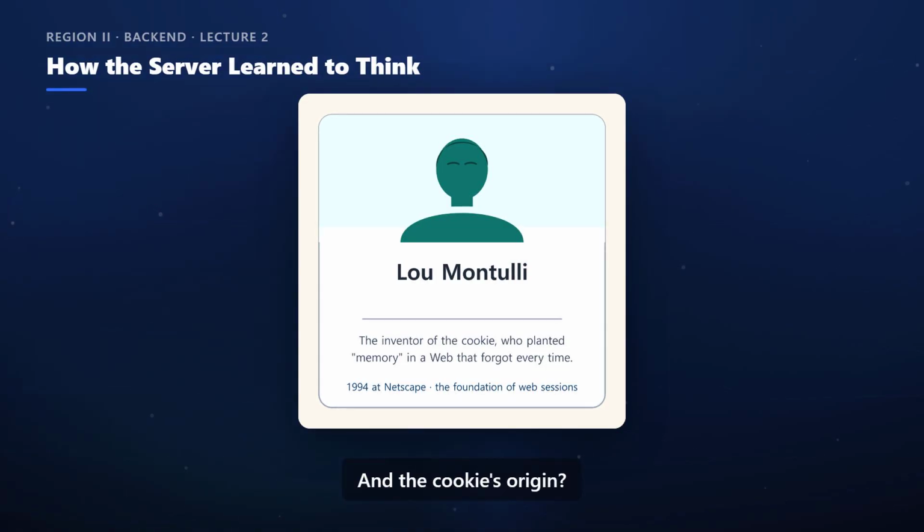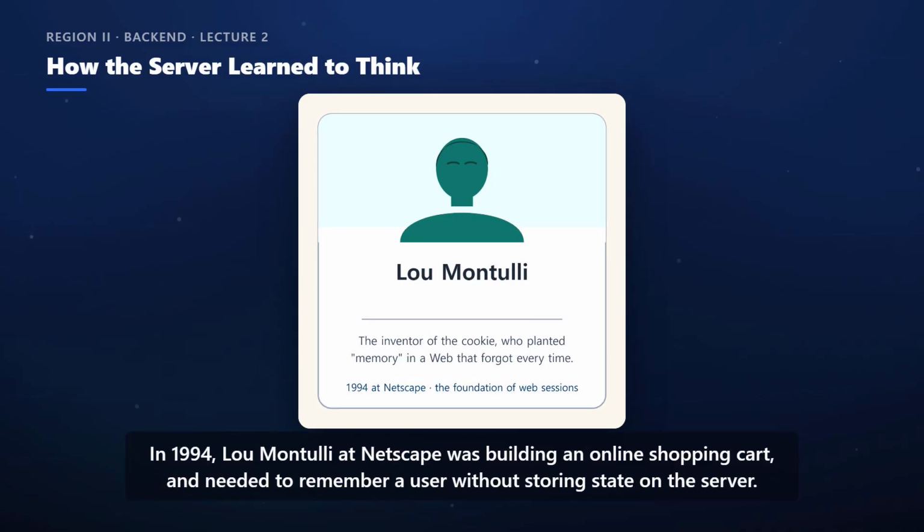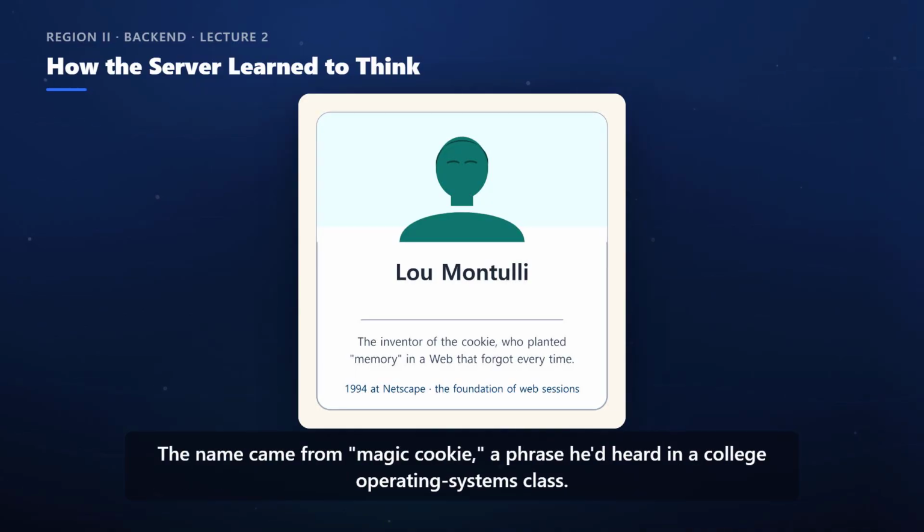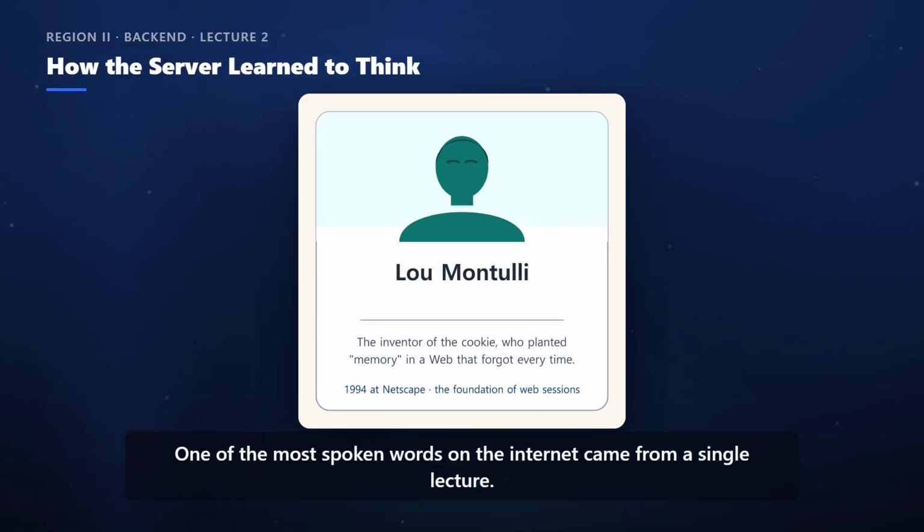And the cookie's origin? Not ad tracking, that came later. In 1994, Lou Montulli at Netscape was building an online shopping cart, and needed to remember a user without storing state on the server. The name came from Magic Cookie, a phrase he'd heard in a college operating systems class. One of the most spoken words on the internet came from a single lecture.